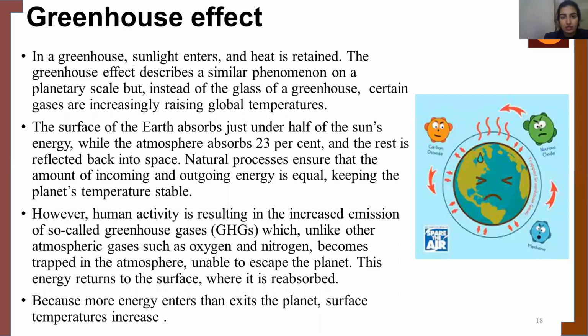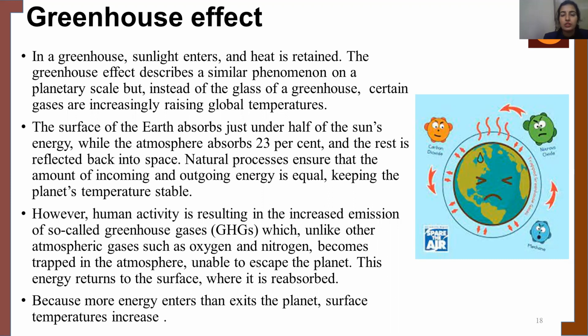So, an increase in the greenhouse gases in the atmosphere causes a warming effect on the Earth's surface, which leads to global warming. We can say the surface of the Earth absorbs just under half of the sun's energy, while the atmosphere absorbs 23% and the rest is reflected back to space. The natural processes ensure that the amount of incoming and outgoing energy is equal, which maintains the Earth's atmosphere in equilibrium.